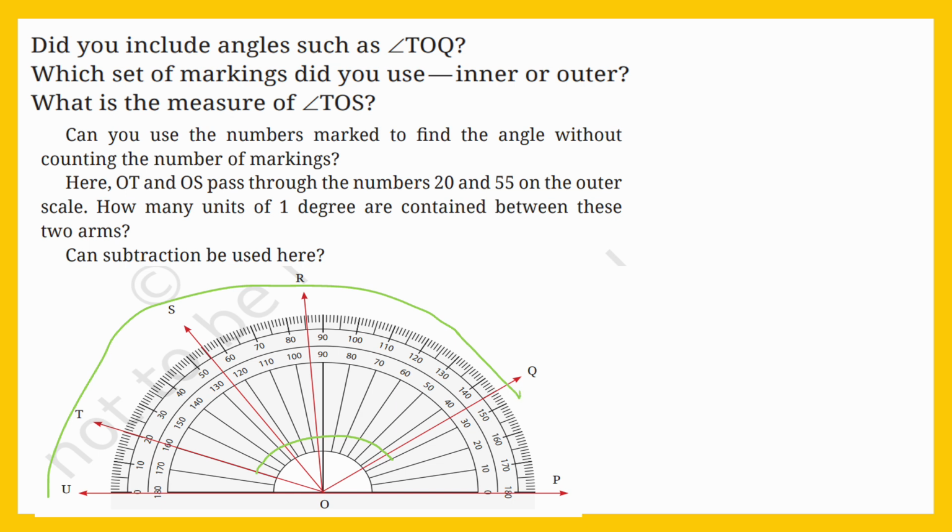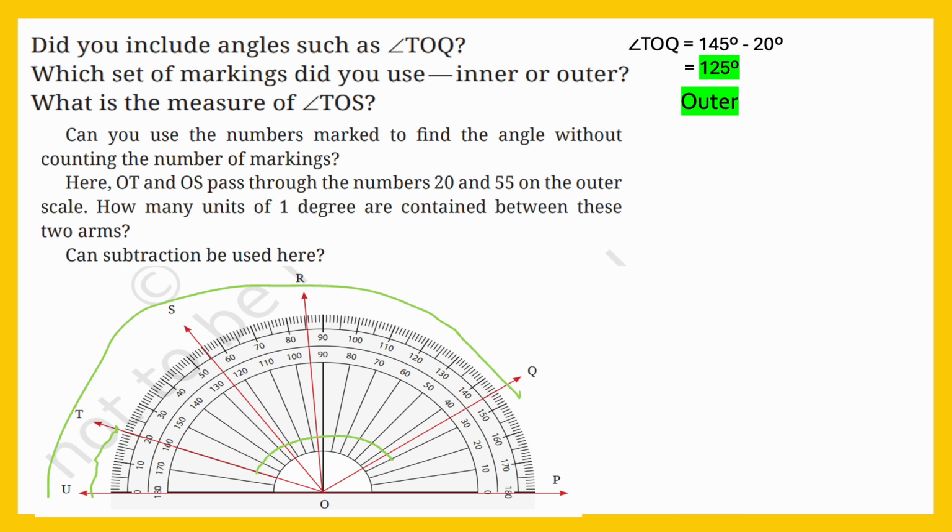145 degrees. So what is angle TOQ? Angle TOQ is equal to 145 degrees minus the readings between U and T. The angle UOT is 20 degrees. So you have to subtract 20 degrees from 145 degrees. So 145 minus 20, that is 125 degrees. That is, angle TOQ is equal to 125 degrees. Which set of markings did you use, inner or outer? Outer markings.